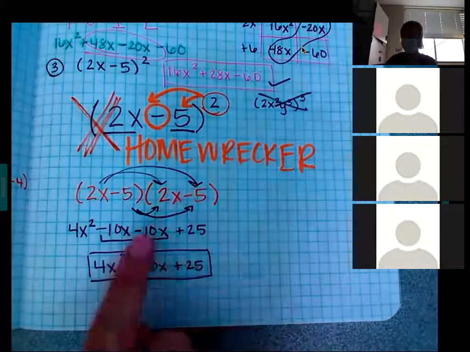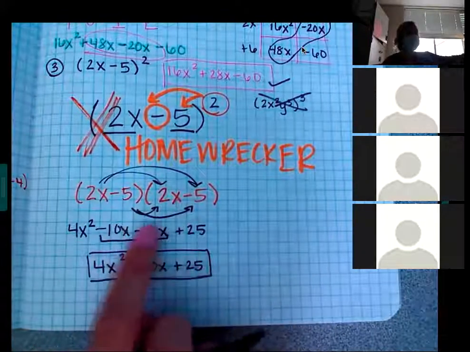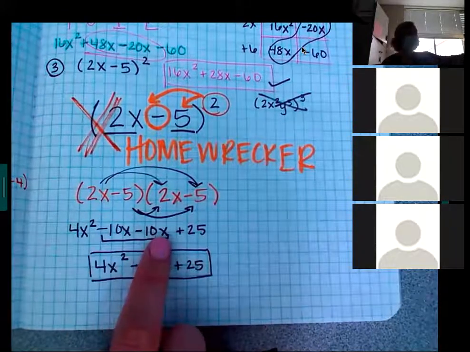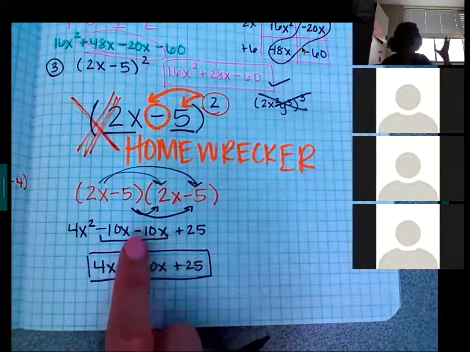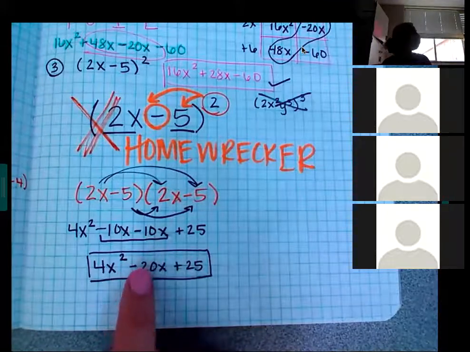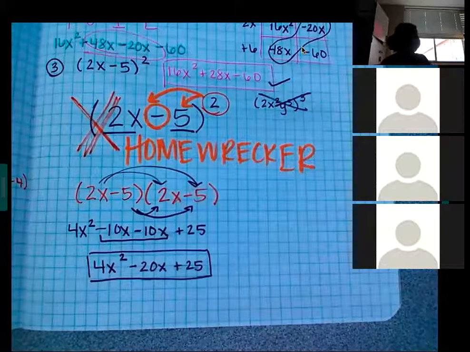No. Once you distribute, I'm talking to her. You're good, baby. Once you distribute negative 10x and negative 10x, you're combining like terms. It's not negative 10 squared. I'm not multiplying. I'm combining. So 10 and 10 makes 20. Okay. Good question. You get it? Yeah, I get it now.